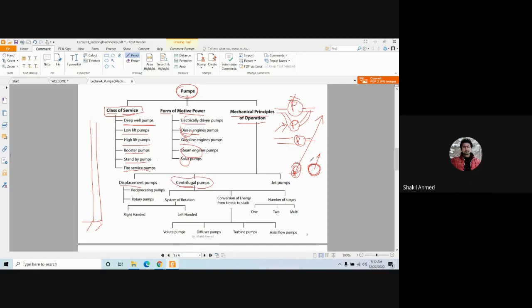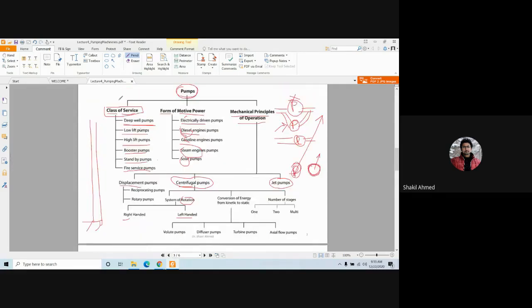So in centrifugal pumps, they use this force. They rotate and use this force to suck or pump the water. And this rotation can be right-handed, left-handed, etc. And it can also be jet pumps. Okay.